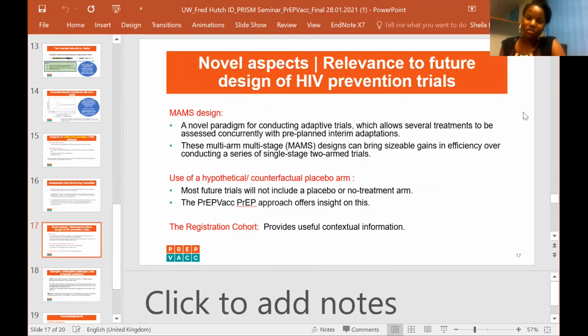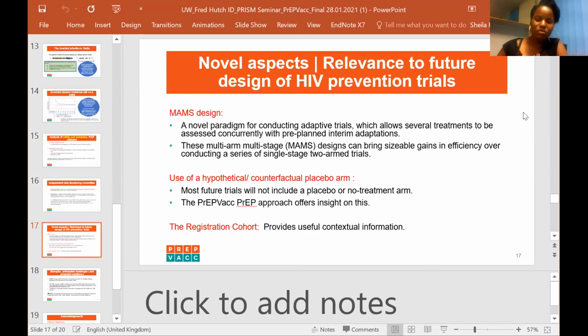So some of the aspects of the PrEPVacc trial that are relevant to the future design of HIV prevention trials, one is the MUMS design, which broadly speaking, is a novel paradigm for conducting adaptive trials, which allows several treatments to be assessed concurrently with pre-planned interim adaptations. And it's been said to have sizable gains in efficiency in comparison to conducting a series of single stage 2-armed trials. It's a lot more efficient.